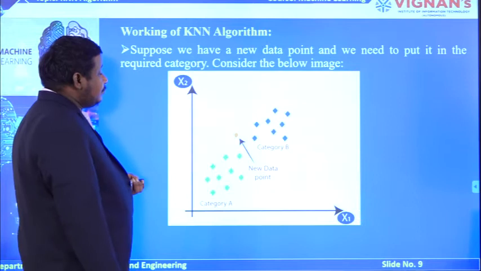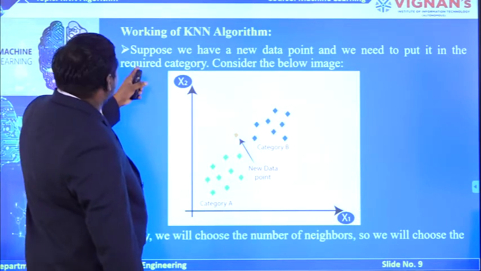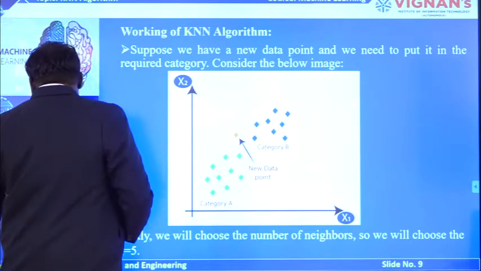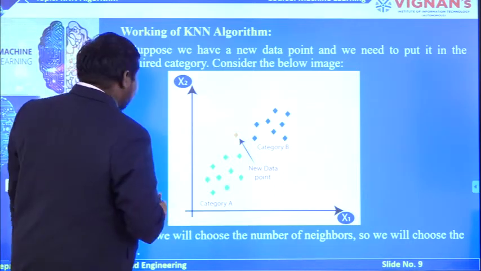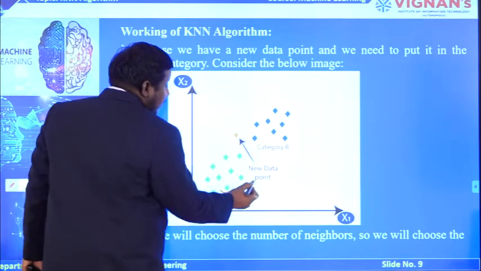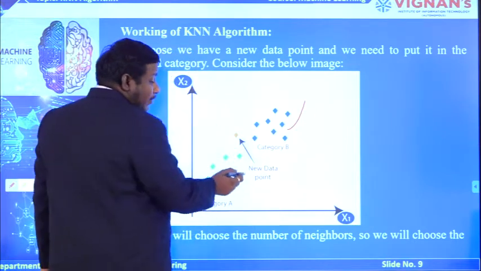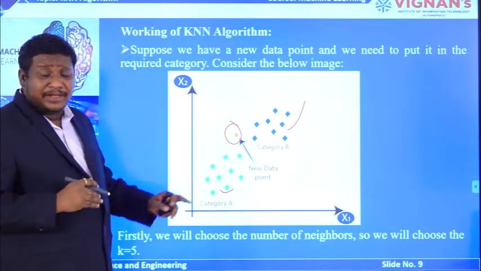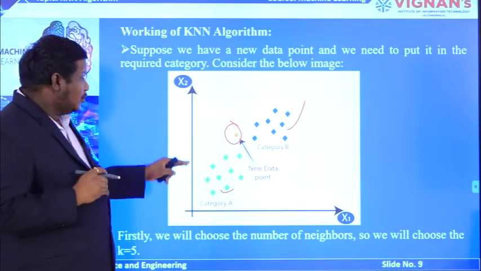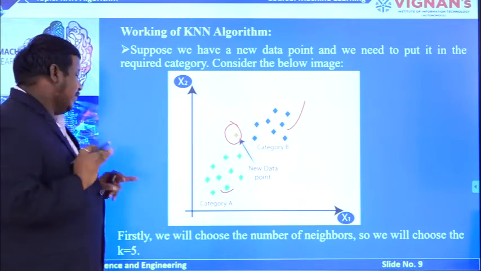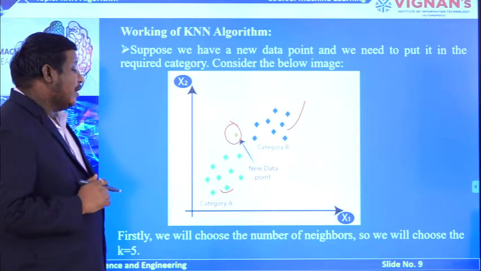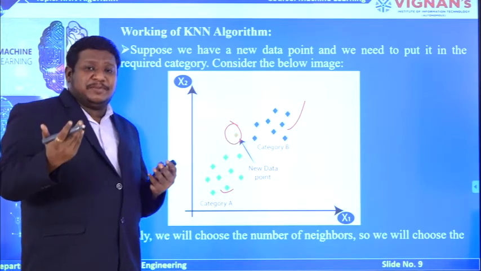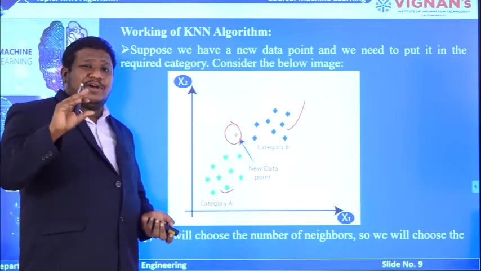See here. Suppose we have a new data point and we need to put it in the required category. Consider the below image. I am explaining that point again. We have category A, all greens, category B, all blue, and a new data point, the yellow one. Now we need to identify whether this yellow new data point belongs to class A or class B. Firstly we choose the number of neighbors, so we choose the k value as 5. That means we are assuming the number of neighbors is 5.